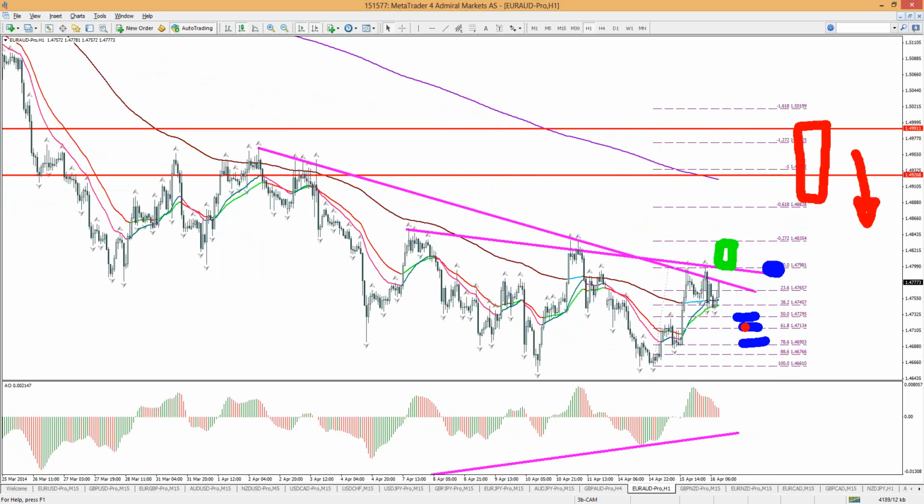Now, of course, this plan would be modified as we go along. Maybe we don't get to this zone. Then that doesn't mean that I'll never short this pair, of course, if we don't get there. I would adjust the plan.